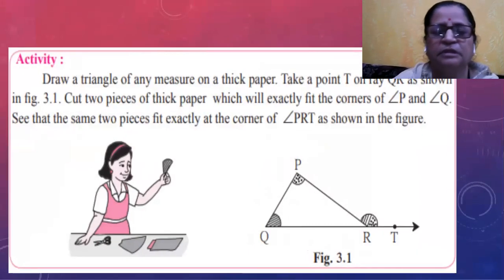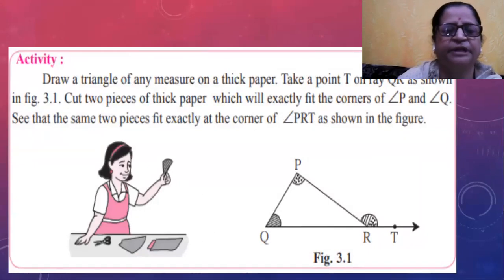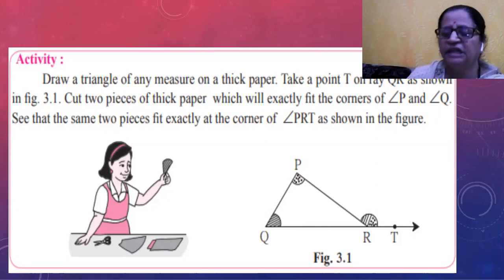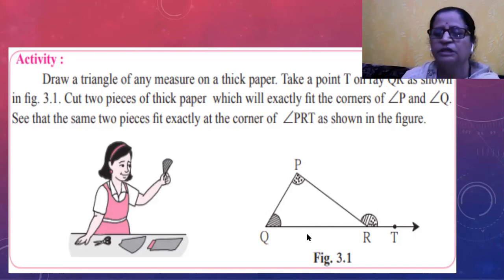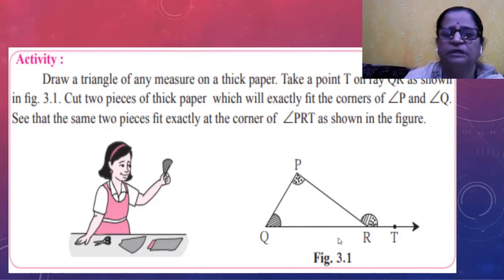In this you have to do one activity. Draw a triangle of any measure on a thick paper. Take point T on QR as shown in this figure. Cut two pieces of thick paper which will exactly fit on the corners of angle P and angle Q.